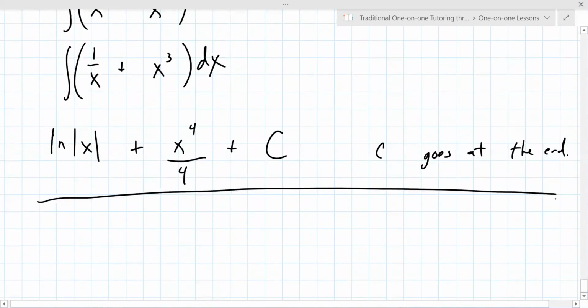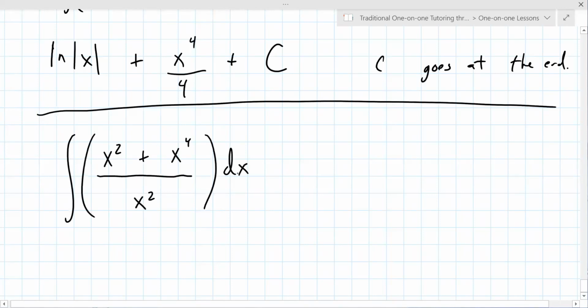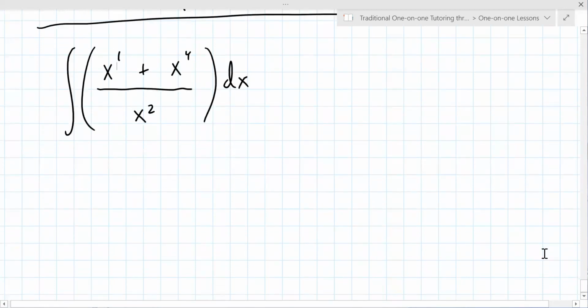You ready for another one? Yes. Okay. Integral x squared plus x to the 4th over x squared dx. I'm sorry, let me change this real quick. There it is. Okay, x plus x to the 4th over x squared dx. Give that a try, please.